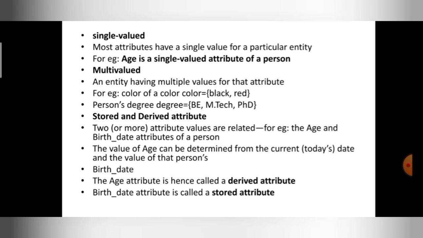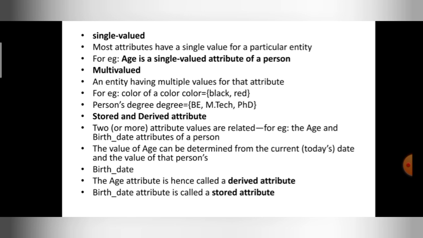Next, the single valued attribute. Most attributes have a single value, though some attributes have multiple values. I will explain that. See here, age is a single valued attribute because the age of a person can't be two values. Age is a single value. Hope you are understanding. That is a single valued attribute.